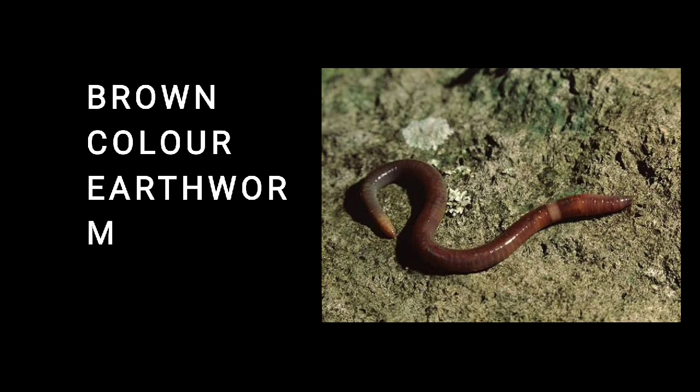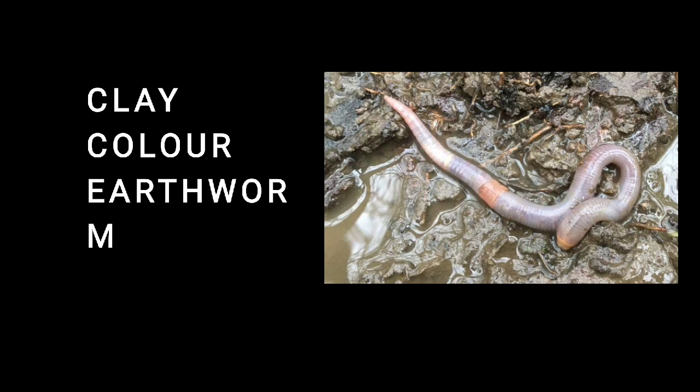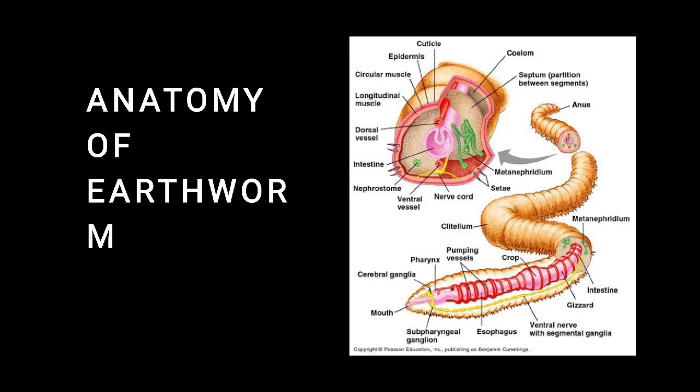This is a photo of the brown colored earthworm. And this is a clay colored earthworm, mostly found in the mud. And this is the anatomy of the earthworm.